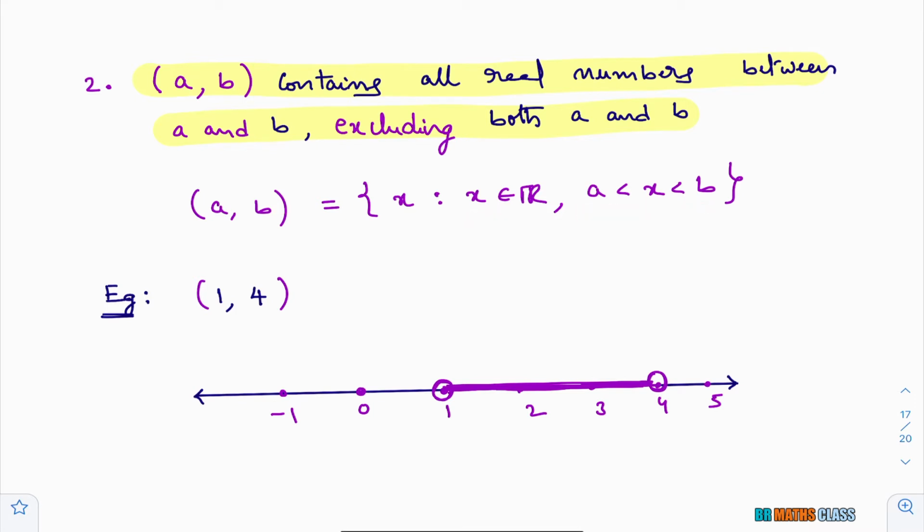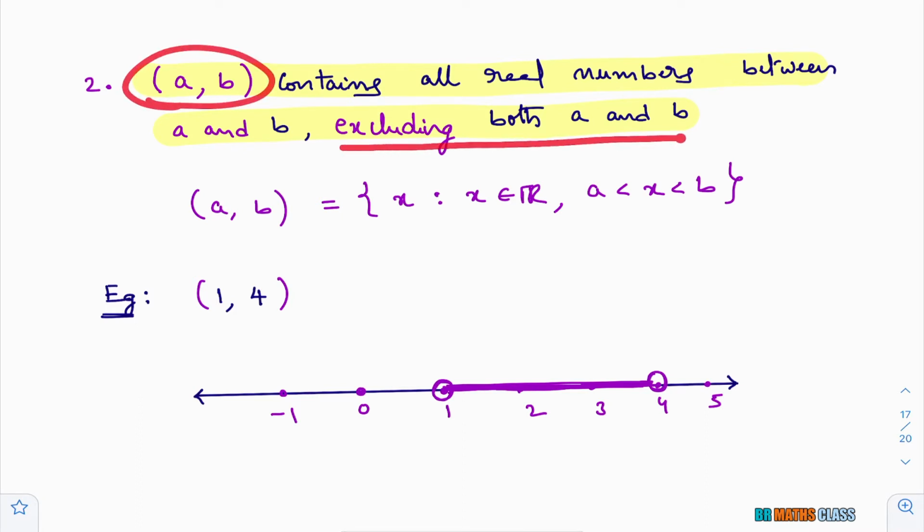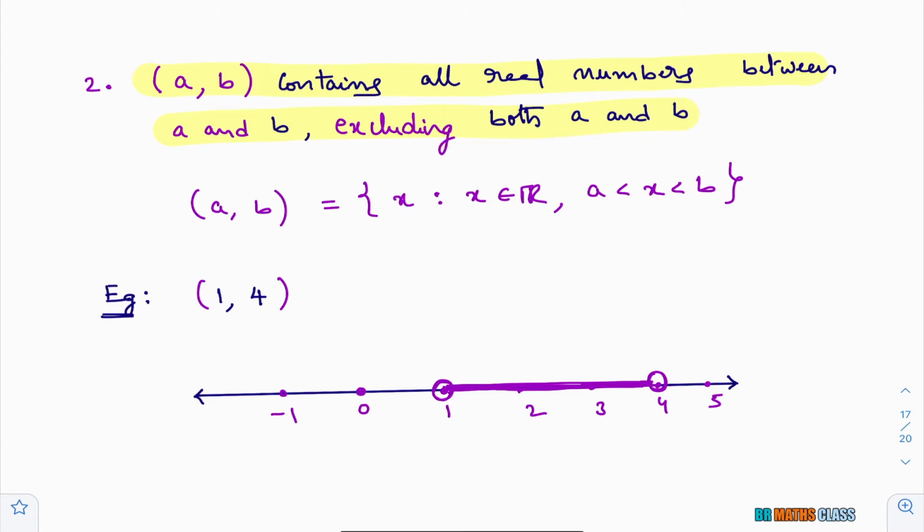You can observe here, the less than or equal to symbol is not given. That means A and B are not included. X values lie in between A and B. You observe, open interval A comma B means both A and B are excluded. You can understand this more clearly with an example.